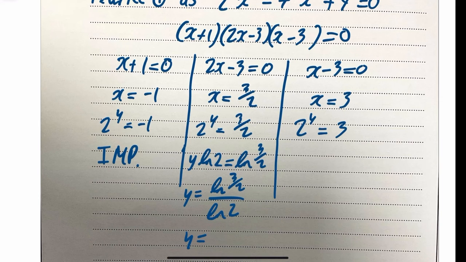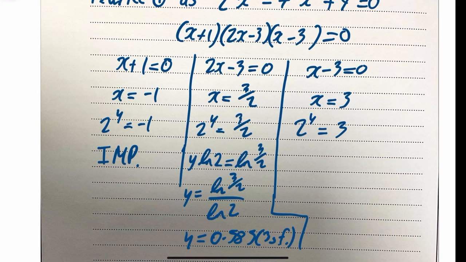I'm just doing this in my calculator very quickly here. So what have I just said? ln of 3 over 2, which is 1.5, divided by ln of 2. Press equals, and I've got, to 3 sig figs, 0.585 to 3 sig figs.